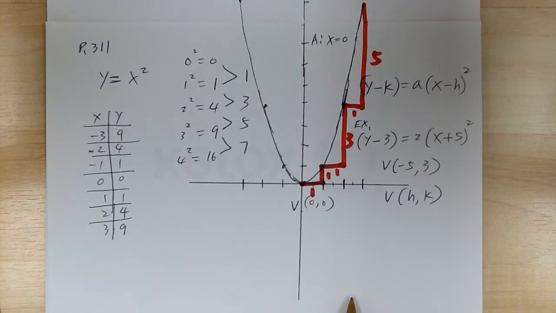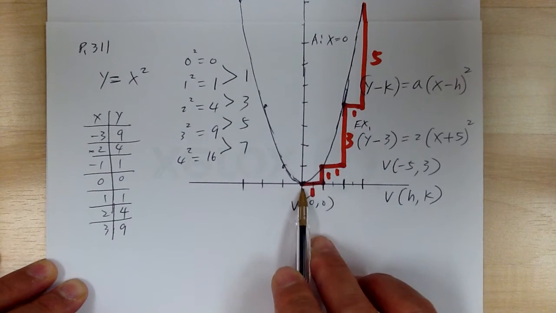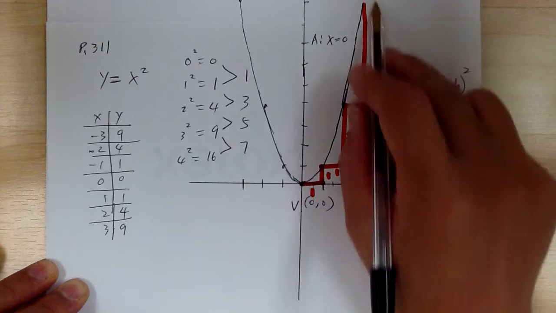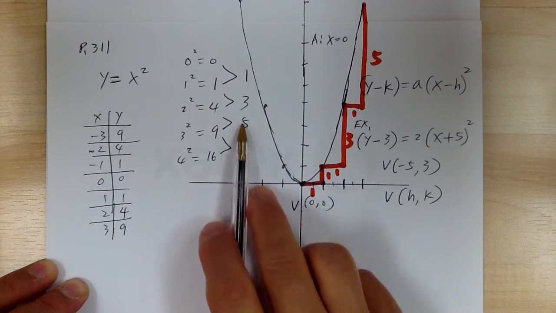Everybody see that? So you can do it two ways. You can just go over 1 and square that, you go 1. If you go over 2, you will get 4. If you go over 3, you get 9. So that's one way: using the square method. The other one is using the differential method.